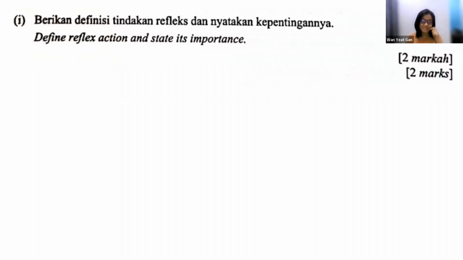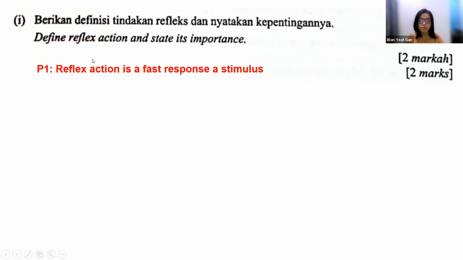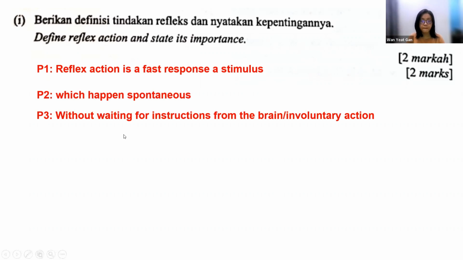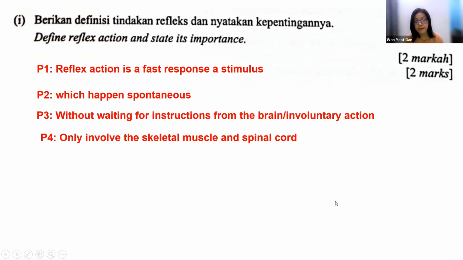So reflex action is a fast and spontaneous action that a person takes without thinking, controlled by the spinal cord. So it happens very fast, very spontaneous, without waiting for instruction from the brain. That means you don't have to wait for the brain to make a decision on how you should respond. So it's involuntary and it involves the skeletal muscle and spinal cord.